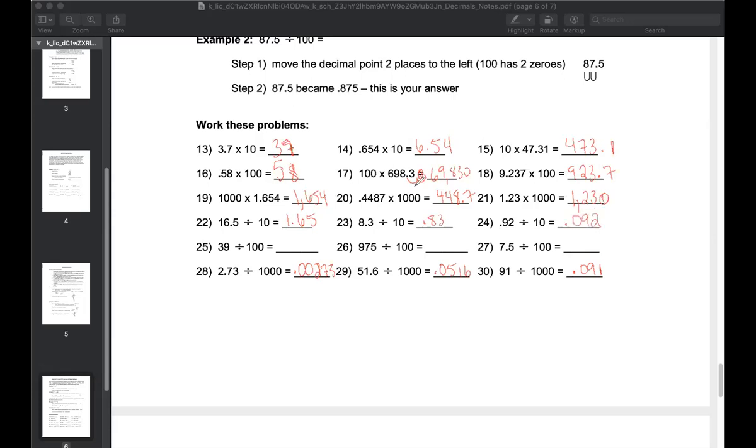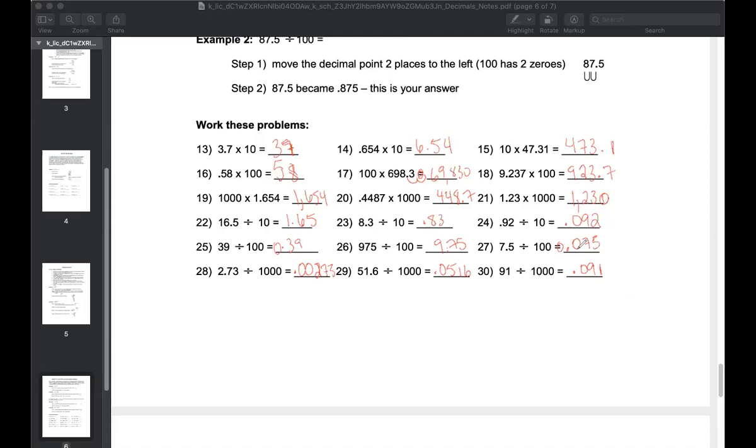All right, very good. Now Jules, you're going to go 2 places to the left because you're dividing by 100. 0.39. Very good. 9.75. Very good. And 0.092. 0.075. Very good. Perfect.